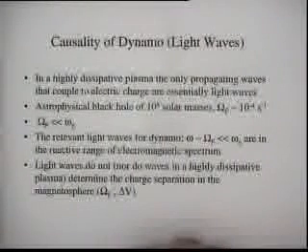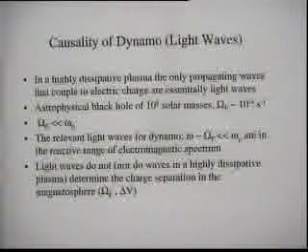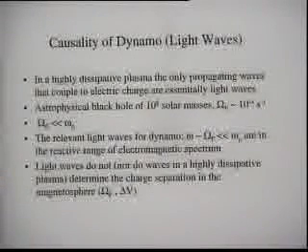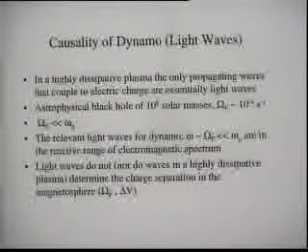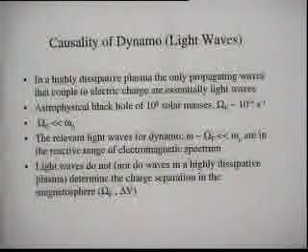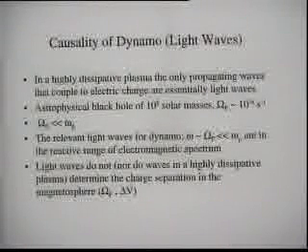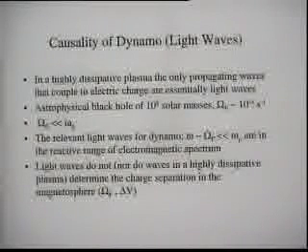We can also look at the role of light waves. We kill two birds with one stone here, because in the highly dissipative plasma waves, the only propagating waves that couple to electric charge are essentially light waves as well. So we can look at both of these at the same time. For an astrophysical black hole of, say, 10 to the 8 solar masses, we expect the field to rotate at about 10 to the minus 4 hertz. So this angular velocity is much less than the plasma frequency of the magnetosphere.